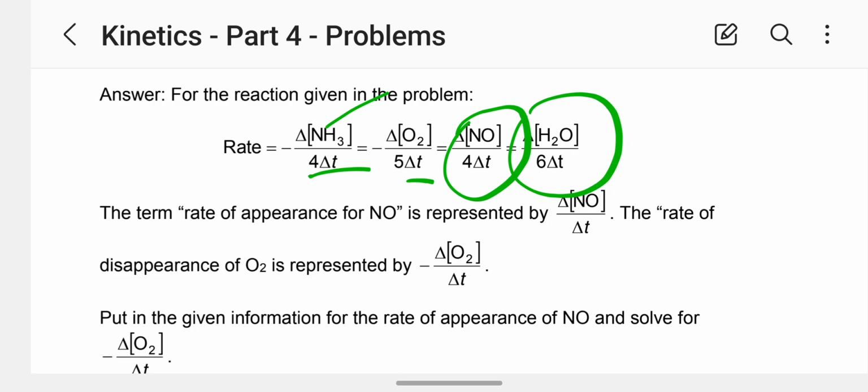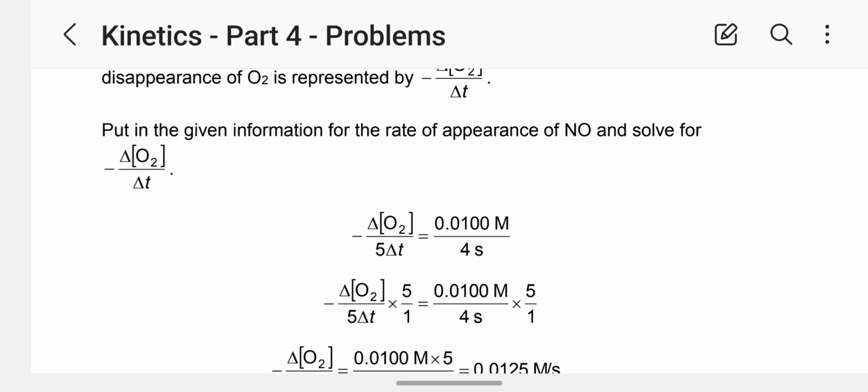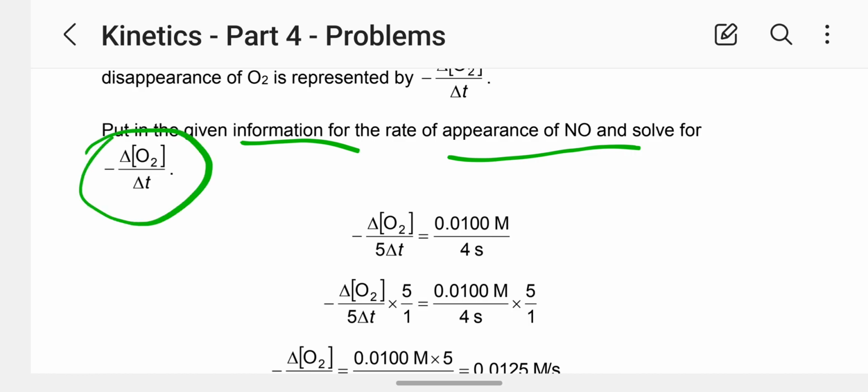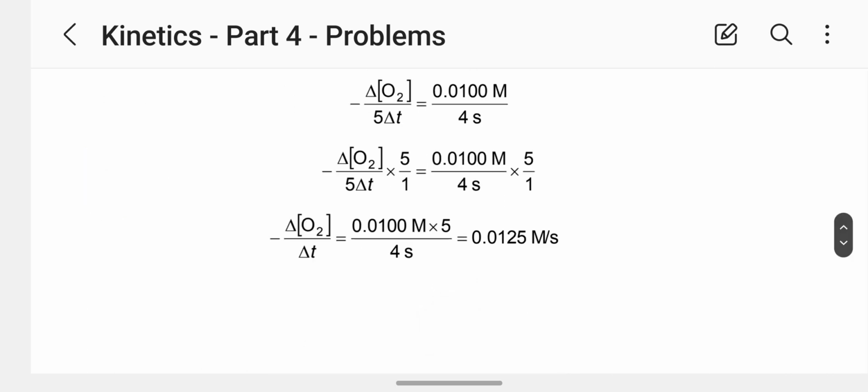So the term rate of appearance for nitrogen oxide is represented by change in concentration of nitrogen oxide divided by 4 times change in time. Thus the rate of disappearance of oxygen gas is represented by that formula. Then putting the given information for the rate of appearance of nitrogen gas and solving for the change in molar concentration of oxygen gas divided by change in time for the reaction. Afterwards, the change in molar concentration of oxygen gas divided by 5 del T, putting values on the right side of the equation.